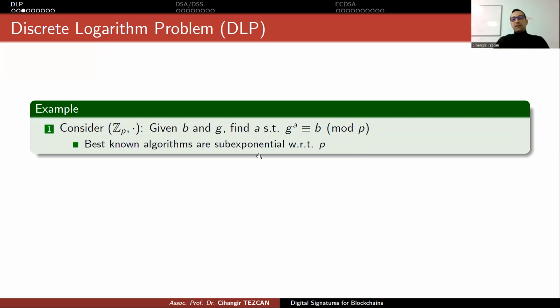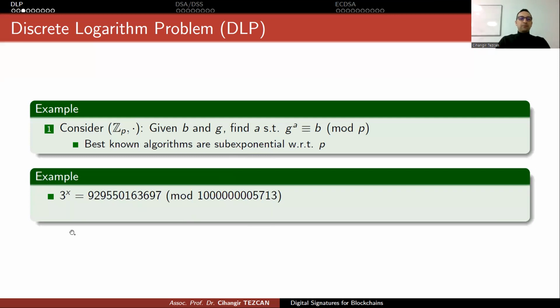The best known algorithms are sub-exponential with respect to P. This is actually why we talk about the hardness of algorithms. There is no polynomial time algorithm known so far that breaks this question. This is what makes it a hard question, but not one of the hardest questions, because you can solve it with sub-exponential time algorithms.